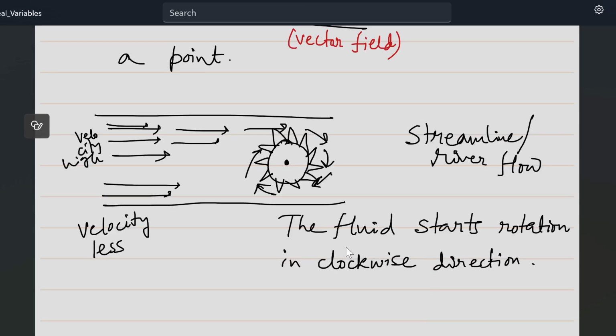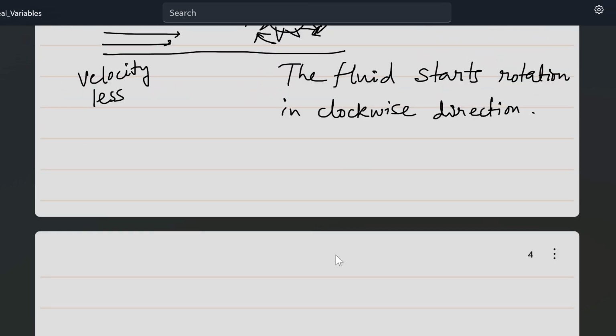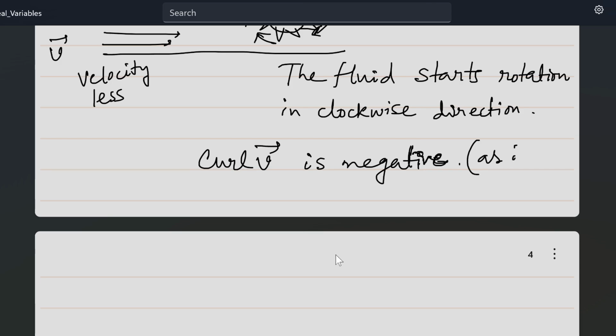So it gives the position as well as it is a vector. So curl of v, in that case, suppose v is the velocity v. So curl of v is negative. Why negative? Because I told you that they took clockwise direction as negative and counterclockwise as positive. So curl of v is negative as it is clockwise.